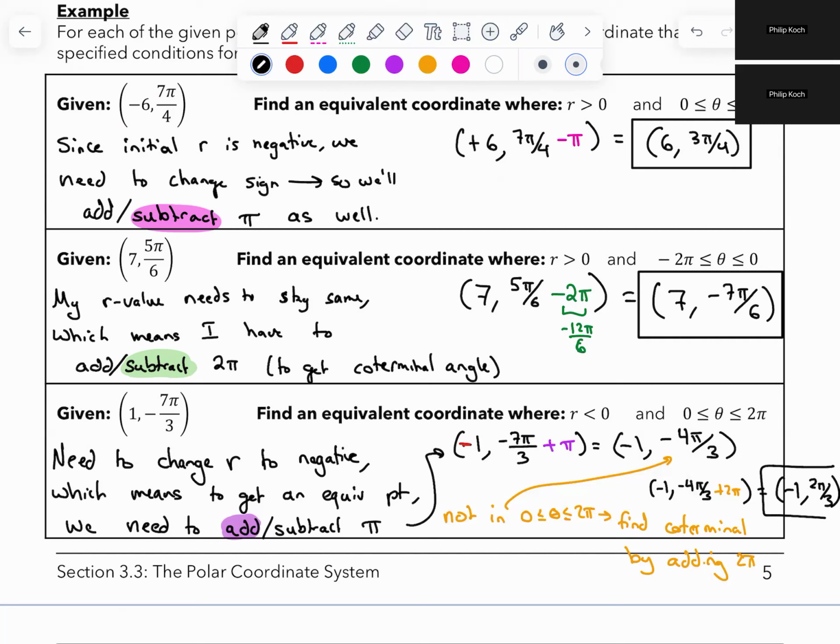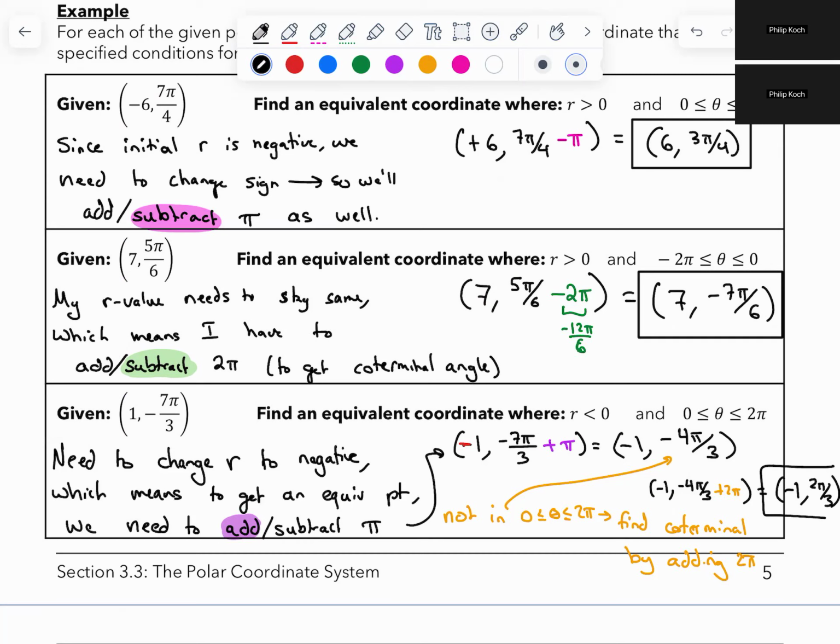So we need to change the R value to negative, because we've already got a positive R, but we want a negative R. If we change it to a negative R, the only way to get an equivalent point would be to add or subtract pi. Because if we were to add 2 pi, we would just get to the same angle, but we'd be on the opposite side because we'd be moving backwards. So we just add or subtract a pi. If we subtract a pi, we get further and further away from 0 to 2 pi, so I'm going to have to add a pi.